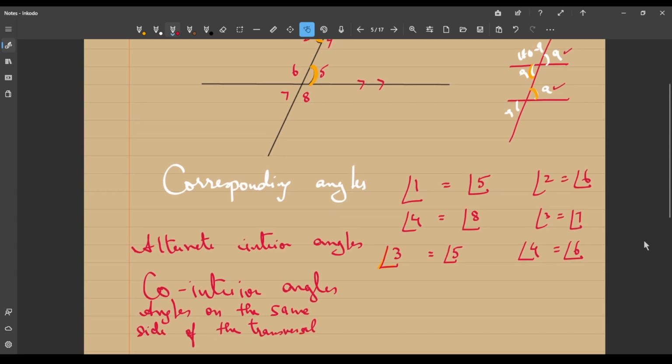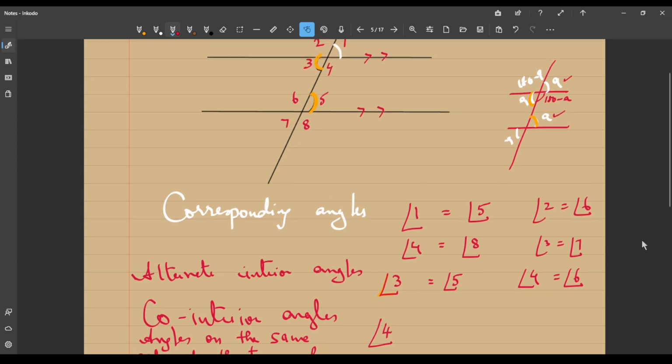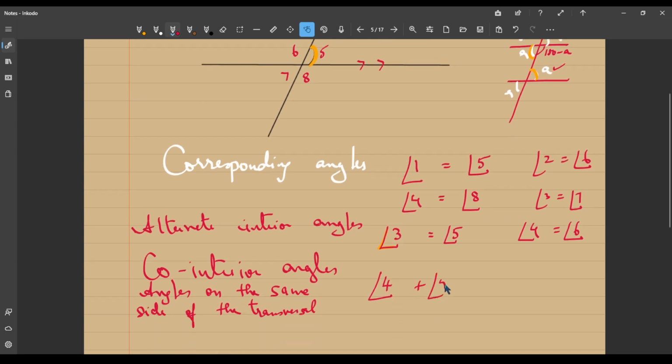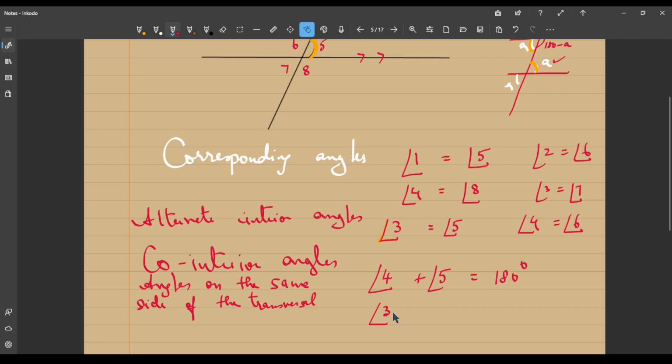You know that 4 and 5 add up to 180 degrees, right? 180 minus A. So the co-interior angles are supplementary. They add up to 180 degrees. So angle 4 plus angle 5 is equal to 180 degrees. And similarly, angle 3 plus angle 6 is equal to 180 degrees. So these are popularly called co-interior angles or angles on the same side of the transversal, right?